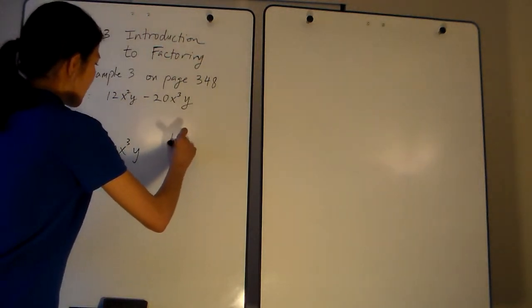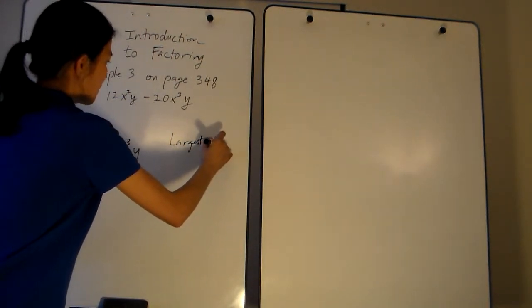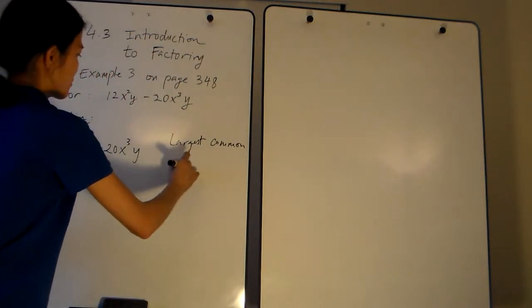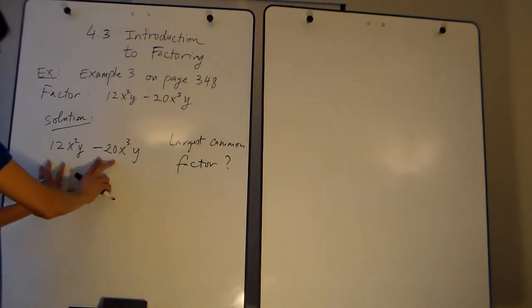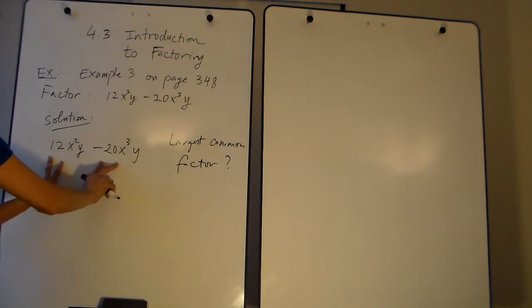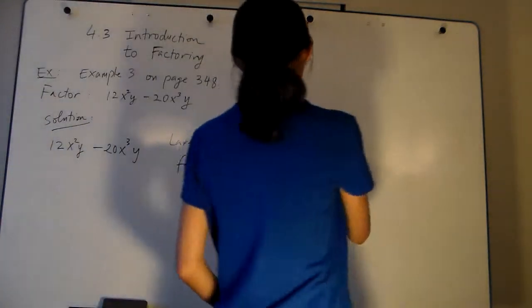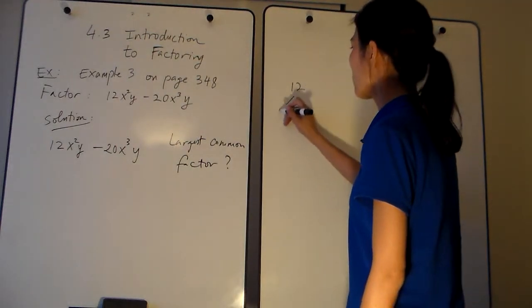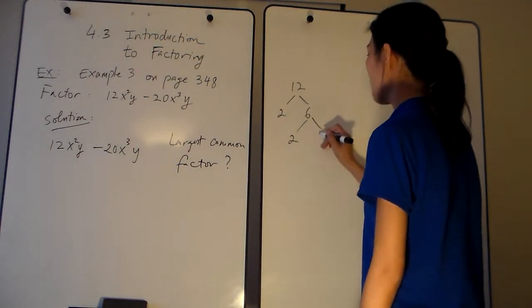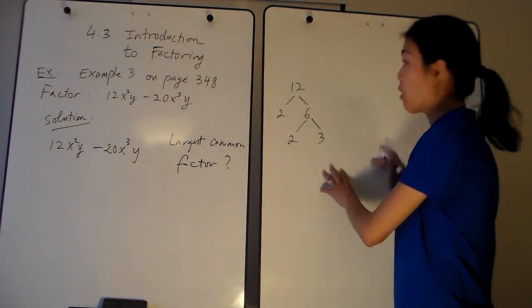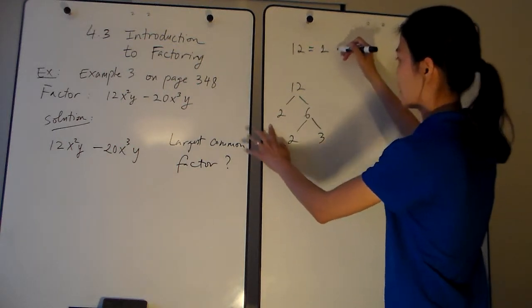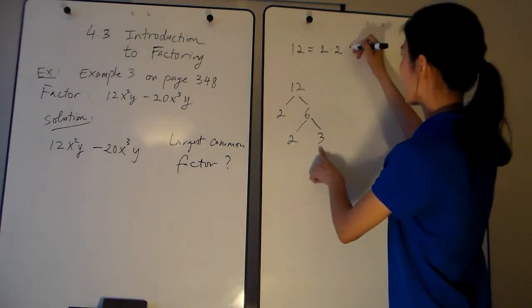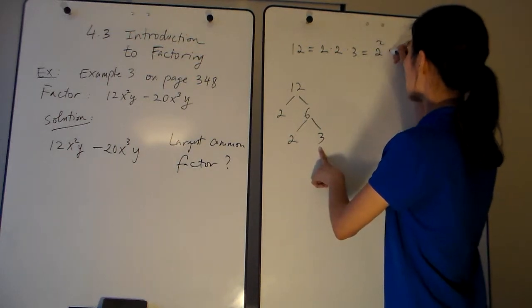So what is the largest common factor? Okay, we need to find the largest common factor. Now look at the coefficients of the two terms right here. One is 12, one is 20. If you recall, 12 is 2 times 6, and 6 is 2 times 3. You can factor it into prime factors. You will have 12 equal to 2 times 2 times 3, which is 2 squared times 3.